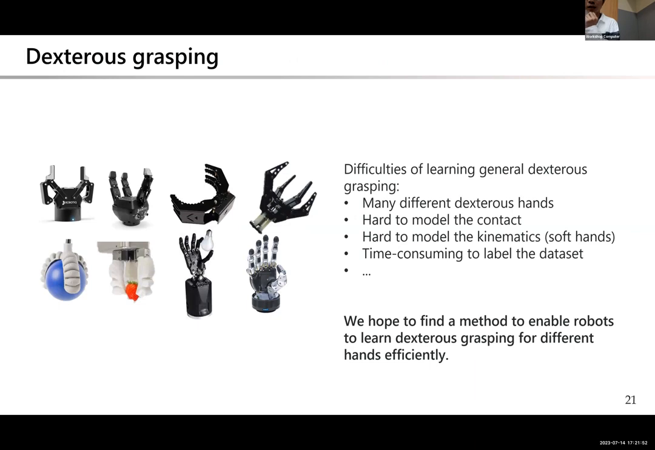This is a discovery during a project on dexterous grasping. We know it's very difficult to learn general dexterous grasping because, first, there are many different dexterous hands. Second, it's hard to model the contact. Third, it's hard to model the kinematics, especially for some soft hands. The last thing is that it's also time-consuming to label the data set. So we hope to find a method to enable robots to learn dexterous grasping for different hands efficiently.